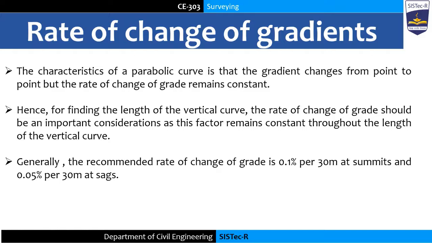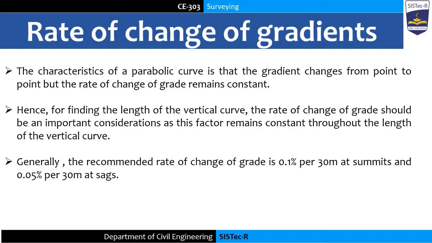So now we have another characteristic of the vertical curve. This one is the rate of change of gradients. The characteristic of a parabolic curve is that the gradient changes from point to point, but the rate of change of grade remains constant. अब अगर हम किसी parabolic curve की बात करें, तो उसका gradient हर point पे अलग अलग होता है, but rate of change of grade remains constant, वो हमेशा constant रहता है.